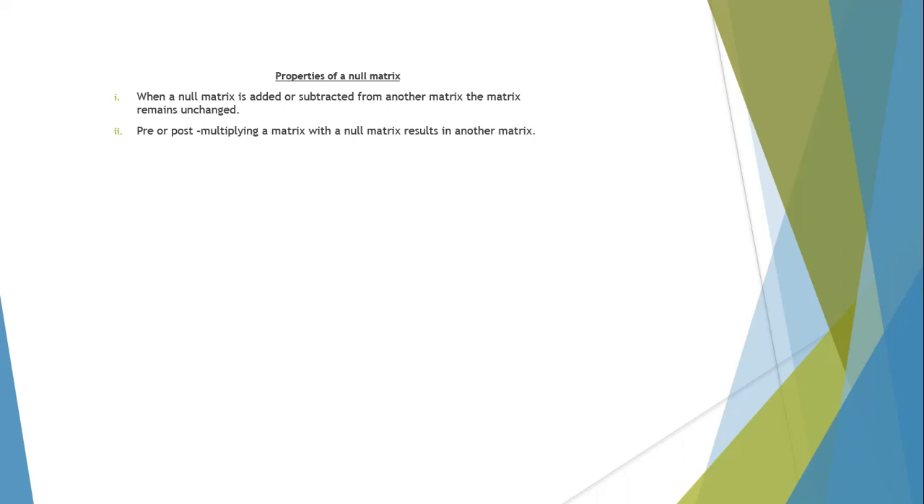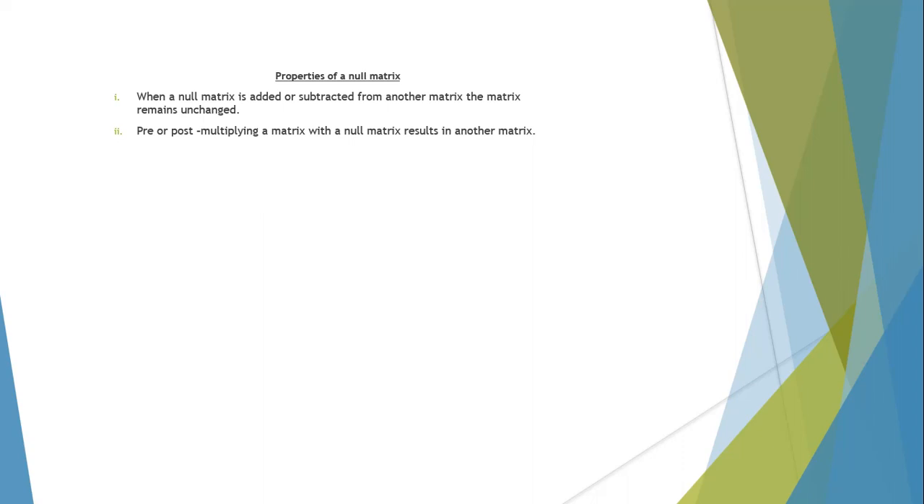That is, when a null matrix is added to or subtracted from another matrix, the matrix remains unchanged. Let's say we have matrix A with 3 4 as the first row and 4 5 as the second row in the bracket, and then you subtract or add, that is, you place the positive sign or the negative sign to show the addition or subtraction operation. When you do that, you'll find that the matrix will remain unchanged.